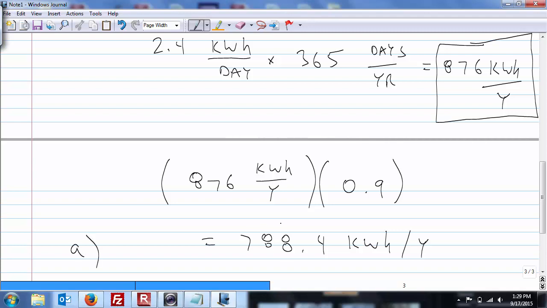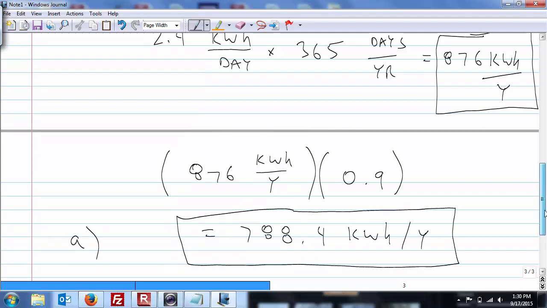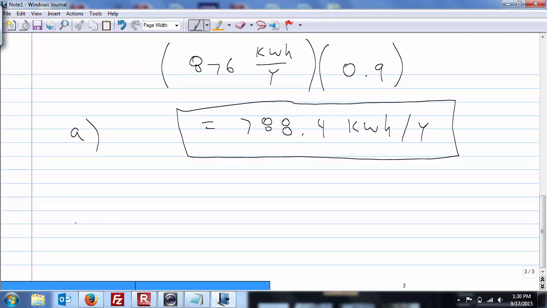So how would I go about finding part B? Multiply that number by 0.1. So 788.4 kilowatt hours per year times 0.1 gives $78.84.